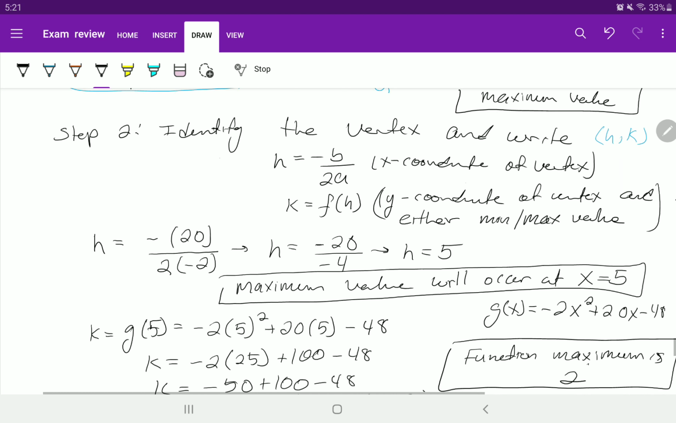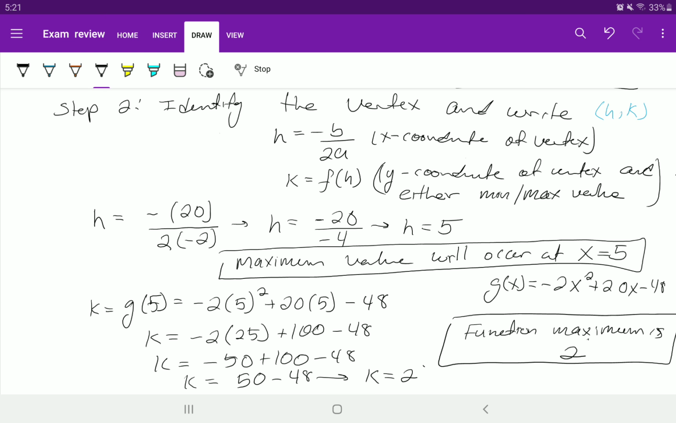To find the maximum value itself, we want to find the y-coordinate of the vertex, which is k. You plug that value of h into your general quadratic function and find its output. When we did it, the k value output 2, which means the function's maximum value is 2. And if it asks you to graph, then you would definitely graph.